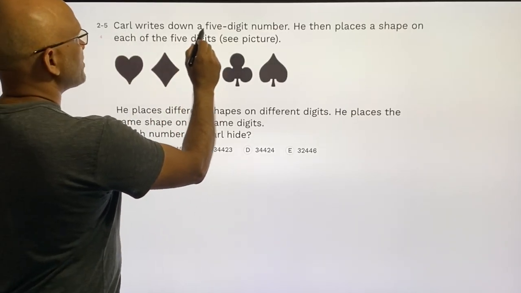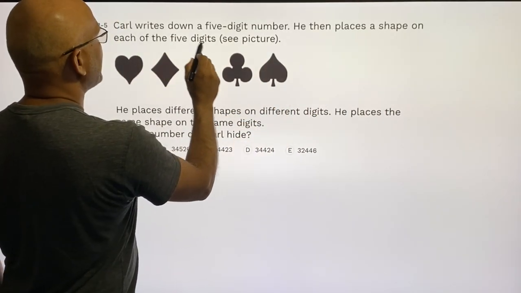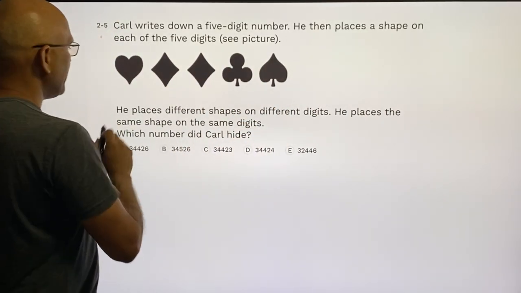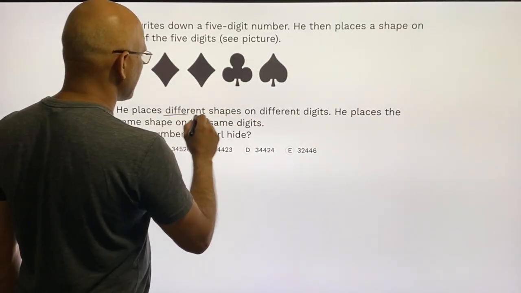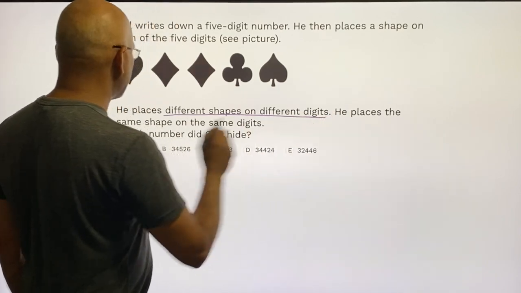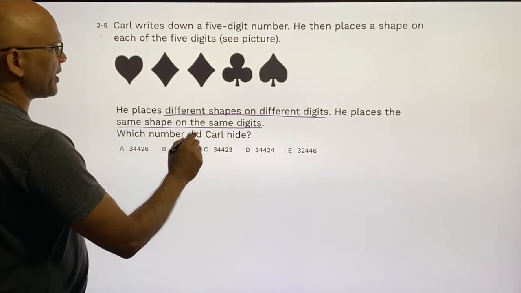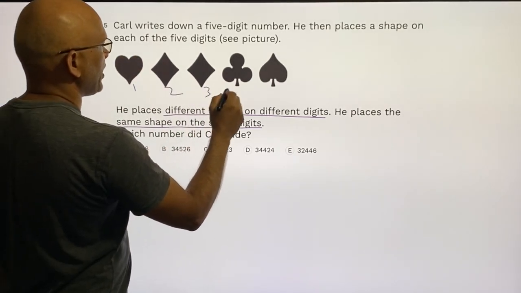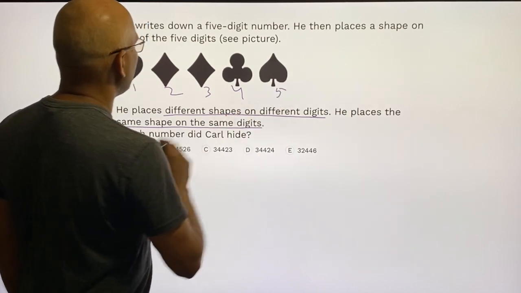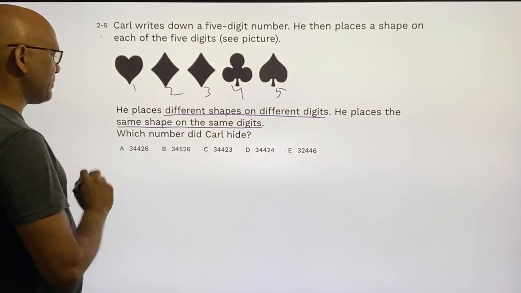Carl writes down a 5-digit number. He then places a shape on each of the 5 digits. See picture. He places different shapes on different digits. He places the same shape on the same digits. Which number did Carl hide? So this is digit 1, 2, 3, 4, 5. 2 and 3, they are the same shape, so they have to be the same digit.